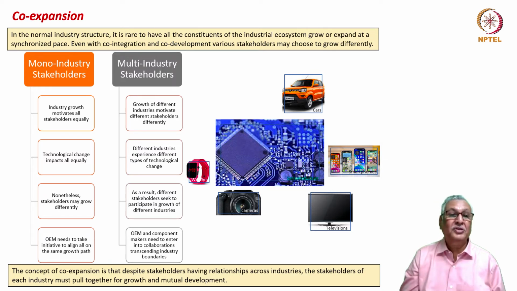There are generally two types of stakeholders: mono-industry stakeholders and multi-industry stakeholders. In a mono-industry stakeholder system, industry growth motivates all the stakeholders equally because they have a common alignment towards the industry and its products and the customer base. Technological change impacts all the players equally. However, because of the financial position or leadership mindset or the strength and weakness of the company, stakeholders may grow differently. The end product manufacturer in such a case needs to take the initiative to align all players onto the same growth path.